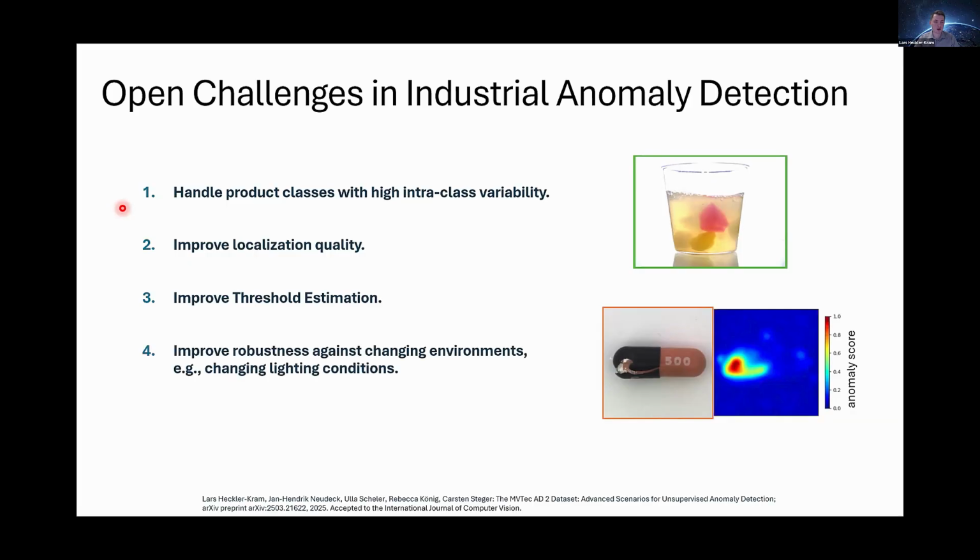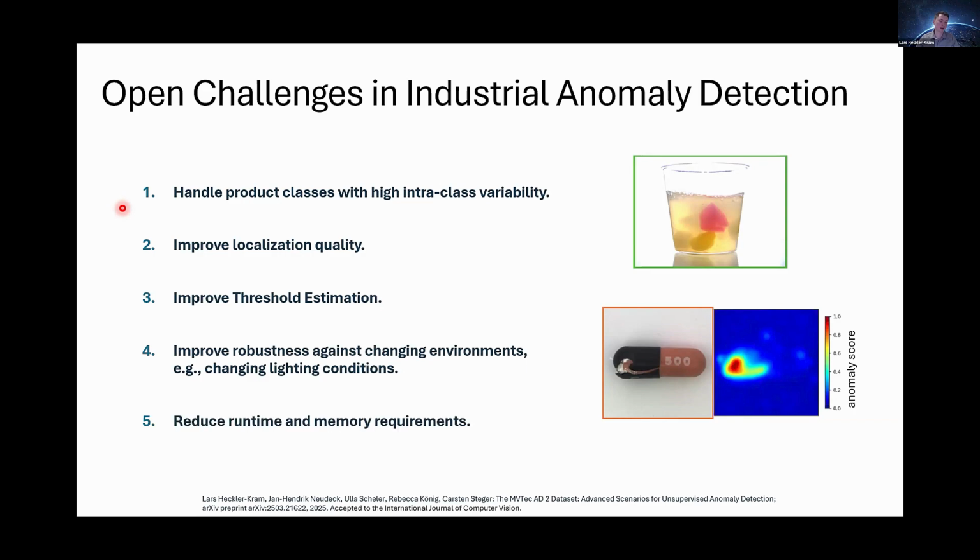Fourth, anomaly detection faces the challenge that sometimes the environmental conditions such as lighting change, and this also poses a challenge to anomaly detection algorithms, because sometimes it's hard to say if this is just a change in the environmental conditions or if this is actually a defect. So we would like our models to be robust against these changing environments to a certain extent.